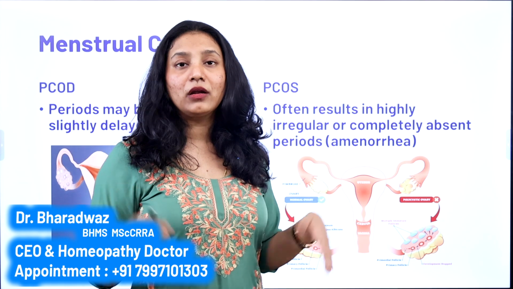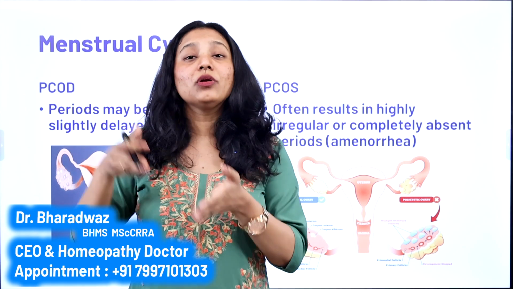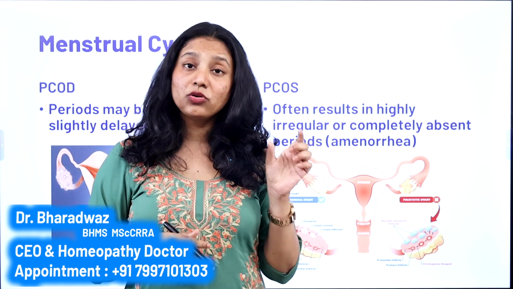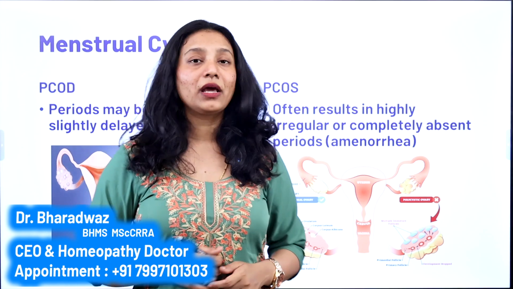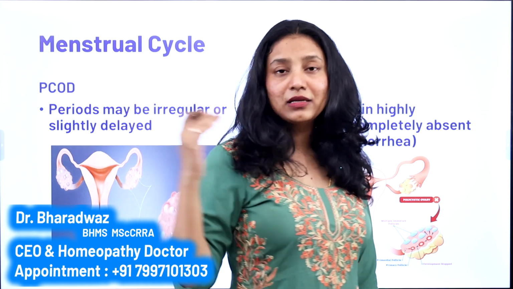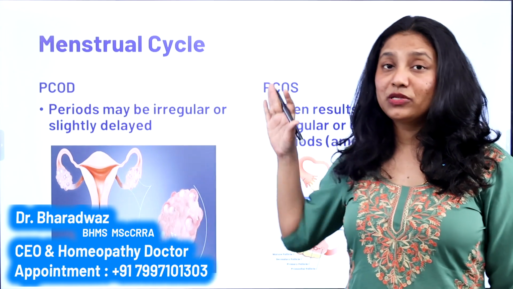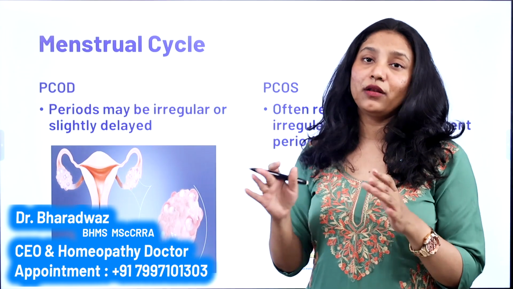That is, you're not getting your period for 6 to 8 months also. There is no sign of your period, and then it suddenly appears. So there is no regularity in that. That is called an irregular period. So that is characteristic of PCOS, right? So PCOD, although it is late, can be a little bit regular, but PCOS is very, very irregular in nature.